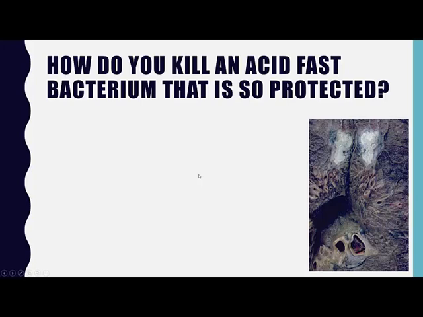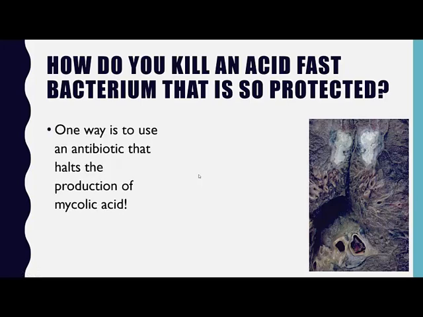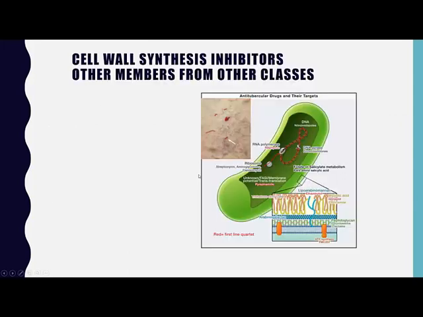So how do you kill an acid-fast bacterium that is so protected? By the way, over here is a lung that was infected with Mycobacterium tuberculosis, and it's in bad shape. Well, you better catch it early, and you better treat it the right way. One way is to use an antibiotic that blocks an enzyme that makes mycolic acid. Like before, when we blocked the enzyme that made peptidoglycan. This one, we have to stop mycolic acid.